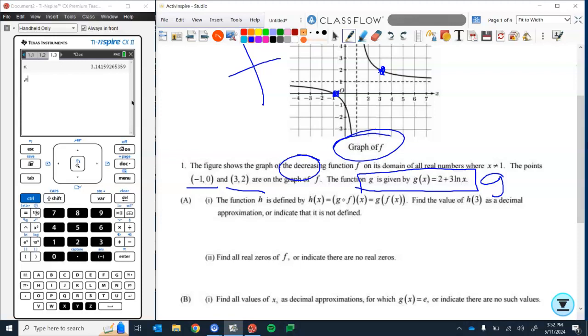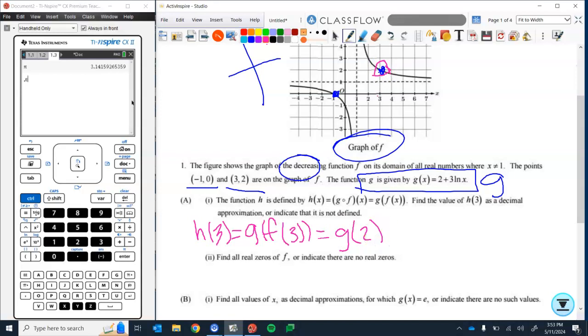All right, so I have the function h, and they define h for me. h of x is equal to g of f of x, and I want h of 3. So h of 3 equals g of f of 3. f is the graph, so I can get f of 3 from my graph. That is 2, so now what I really want is g of 2.